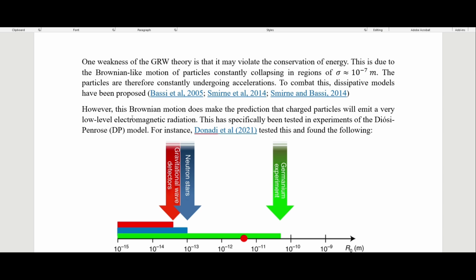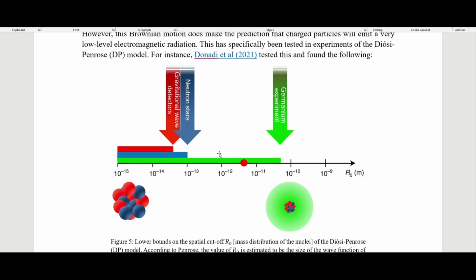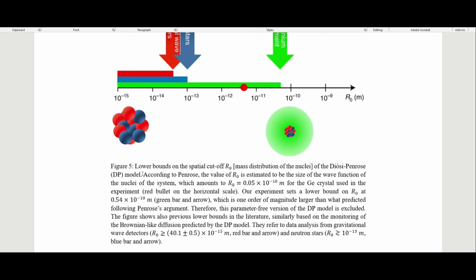However, this Brownian motion does make the prediction that charged particles will emit very low-level electromagnetic radiation because they are constantly undergoing these accelerations. This has specifically been tested in experiments looking at the Diósi-Penrose model. For instance, this paper from 2021 tested this and found the following. This figure right here is going to be described here. They're looking at the lower bounds on the spatial cutoff R naught, which is the length of the mass distribution of the nuclei for the Diósi-Penrose model.